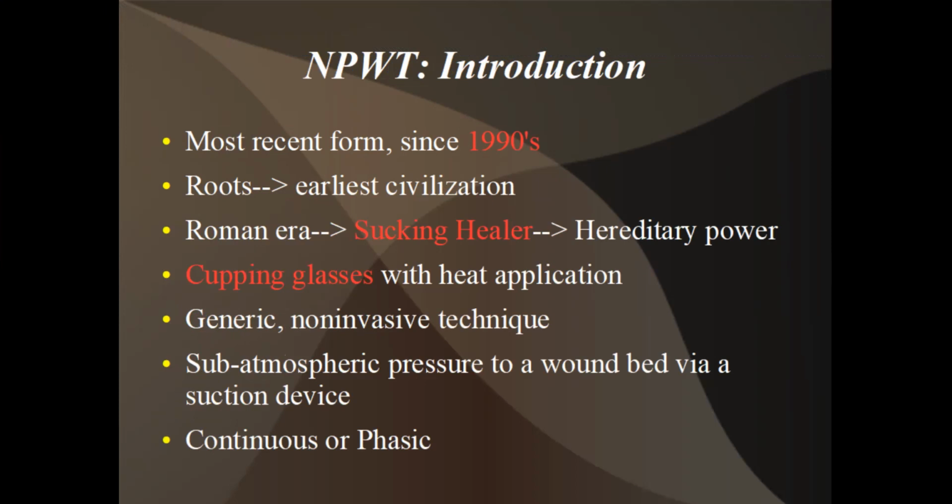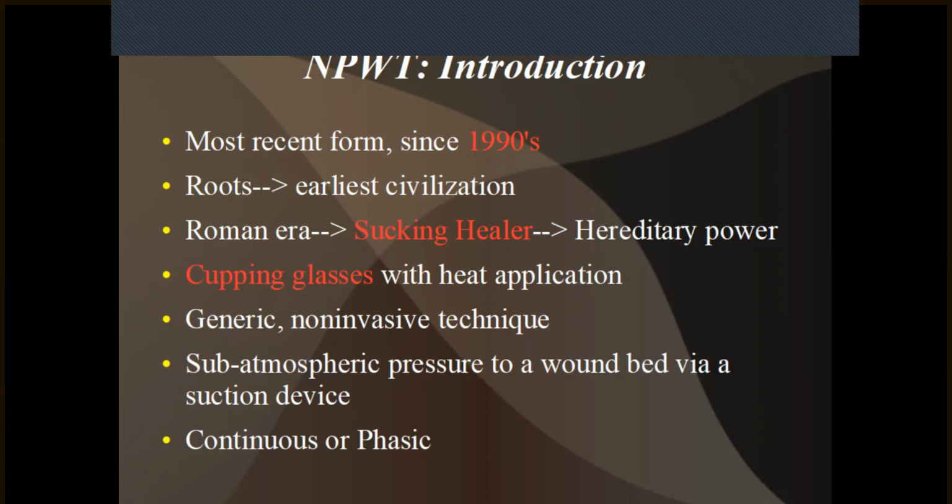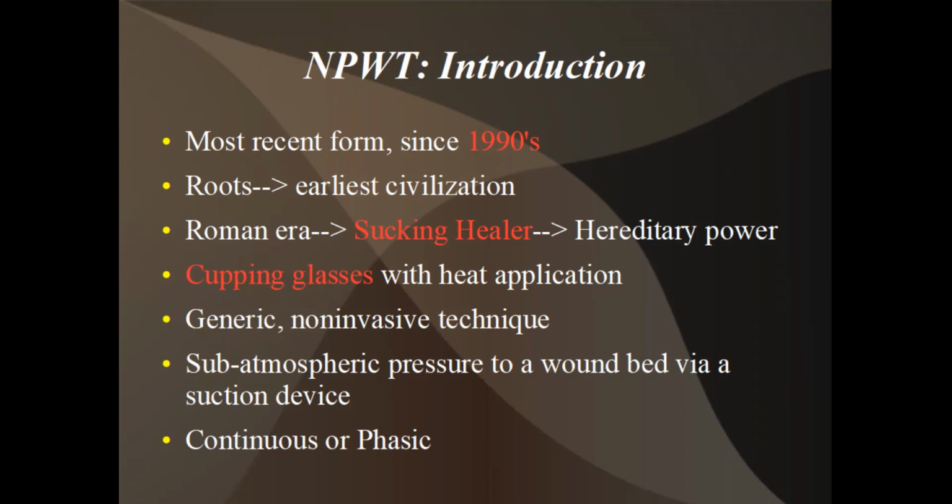In the Roman era, there was a general consideration that in the population, there were some people, maybe male or female, who were thought to have the hereditary power of healing wounds by sucking through their mouth. So in the Roman army, there were some appointed people for this, and they were known as the suckling healers.